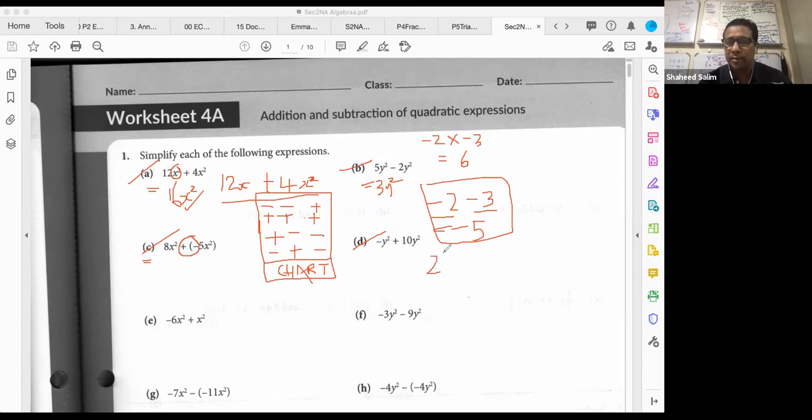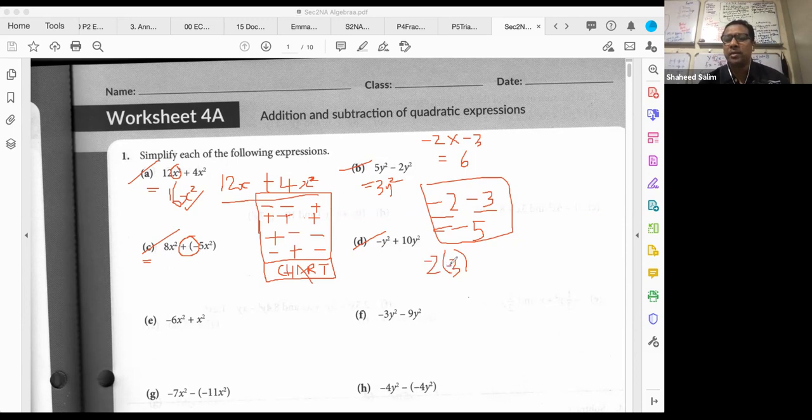If you have it like this, once you see 2 touching the bracket, this means times. Remember, if you have 2 bracket 3, this means times. 2 times 3, you must use this chart. This is plus, so the answer is plus. Sometimes you might have a minus here. Minus, plus, you get minus.